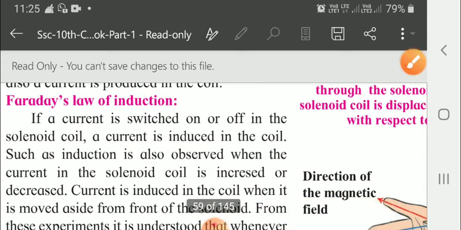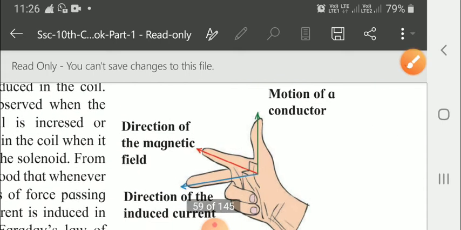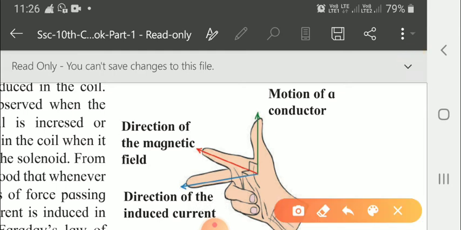Let us see the diagram, children. This is the diagram. Here we can see this is showing the direction of the magnetic field, this is showing the motion of a conductor, and this is showing the direction of the induced current. So here a current is switched on or off in the solenoid coil, and we can say a current is induced in the coil. Induced means artificially prepared, where something is forcefully made to flow the current.